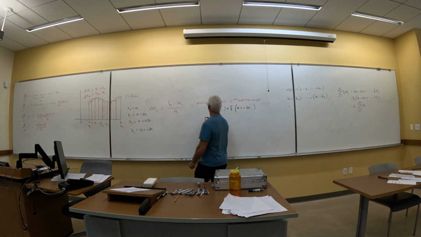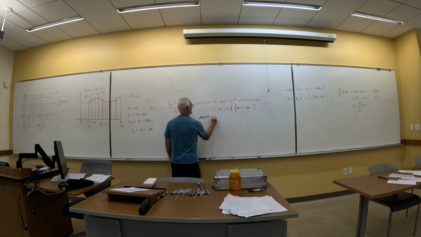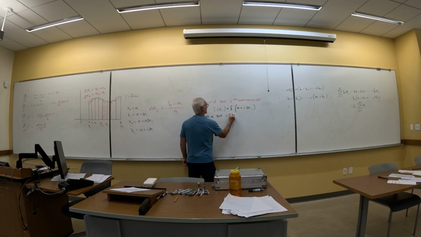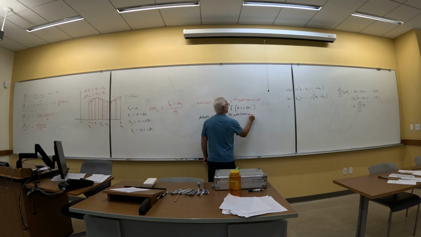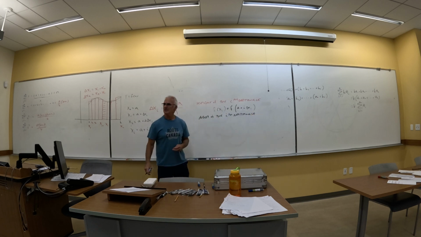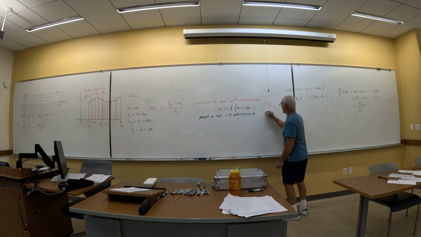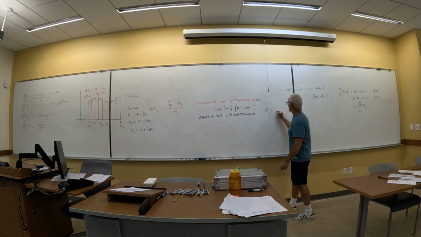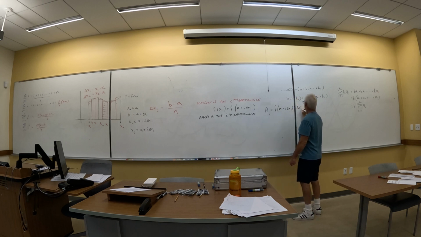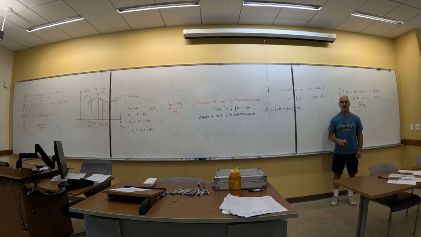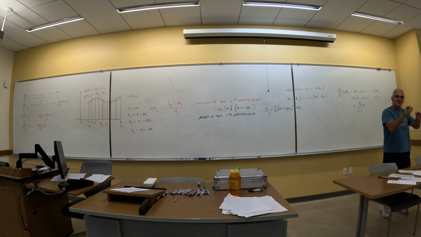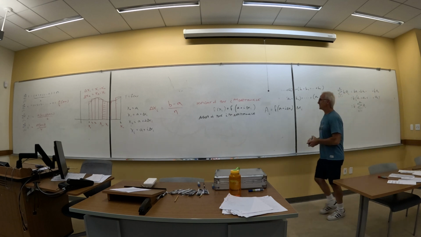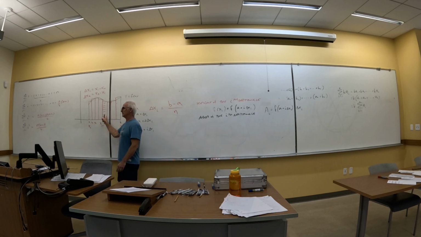What is the area of the ith rectangle? Well, isn't area base times height? And the base is the delta x. So let's call it a sub i. The area of the ith rectangle would be that height times the width. I now have a number. This is a specific number in mind. That's the area of this one here.